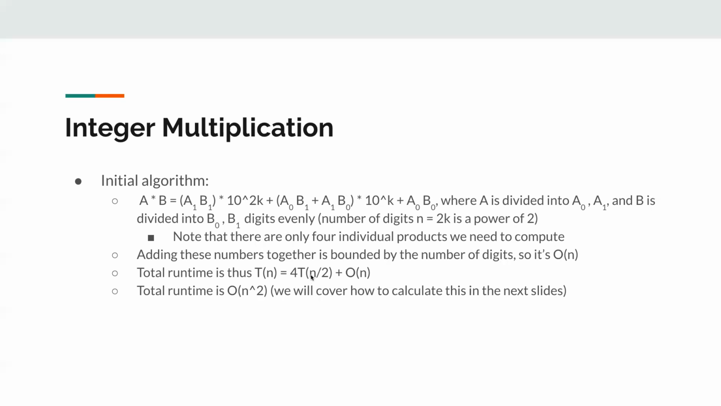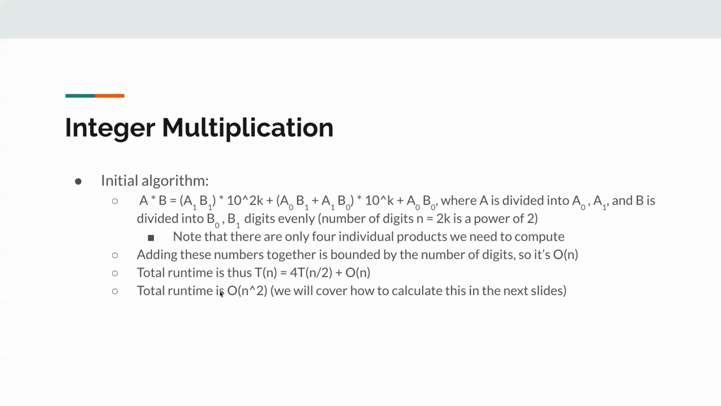Just to explain more, the n over 2 is because we're splitting the integer into parts, and we have 4 of those subproblems, so that's 4 times T of n over 2. Then O of n to do these additions in the formula, which is linear because to add two integers, you're adding at each position of the integer, so it's O of n with respect to how many digits there are.